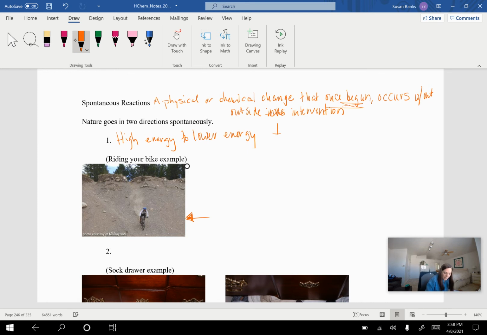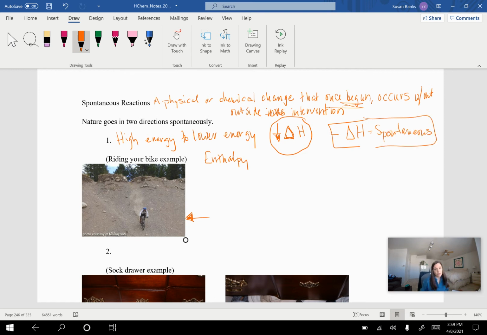So if we think about this, enthalpy is a good measurement of energy. When we think about spontaneous reactions, our delta H is going to be going lower. So we would expect reactions that have a negative delta H to be spontaneous, because we are going to a lower energy in the system. Okay?